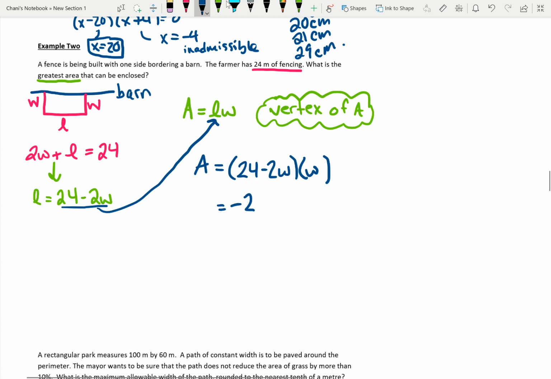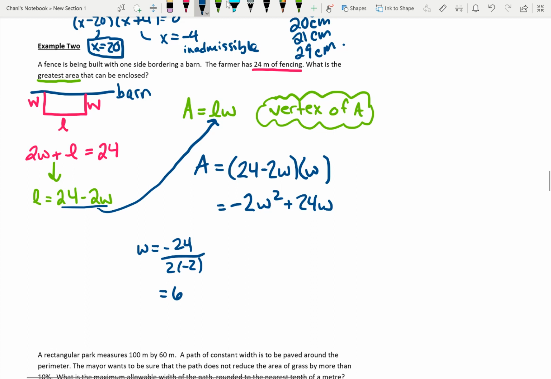If I expand, I get negative 2w squared plus 24w. All right, so I want the max area, so I need to find the vertex. So think about it. Vertex is negative b over 2a. There's no need for quadratic formula in this question because we want the vertex. So negative 24 over 2 times negative 2. So that is positive 6. So that means a width of 6 will give the maximum area.